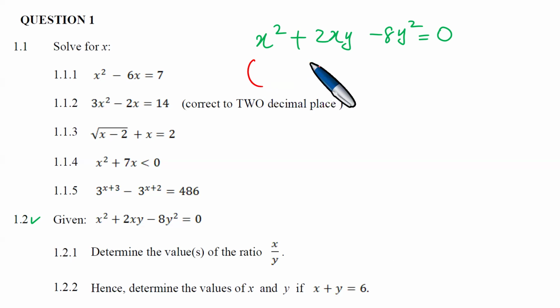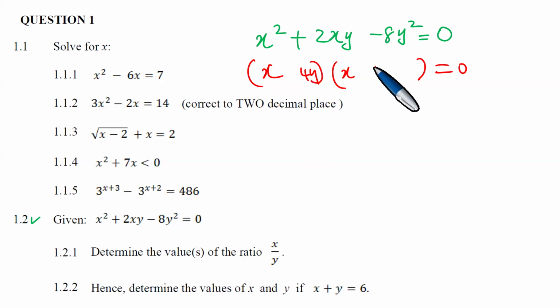Good. One way to simplify this is to factorize this. What are the factors of x squared? X and x. What are the factors of minus 8y squared? That give 2xy. 4 and 2, well done.